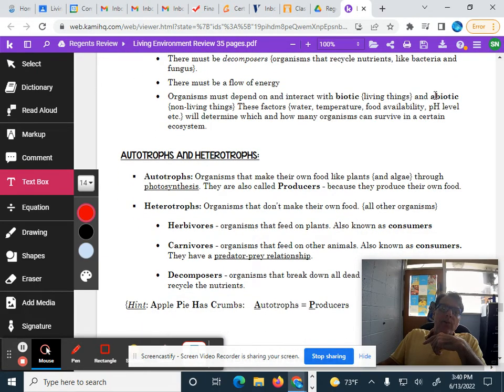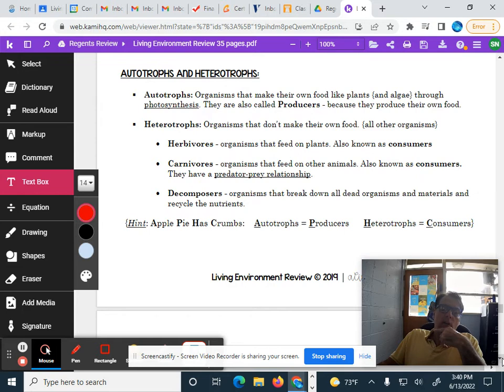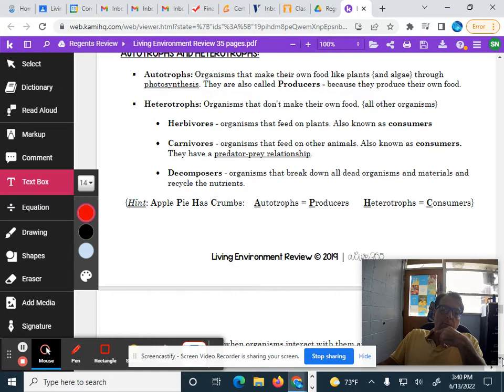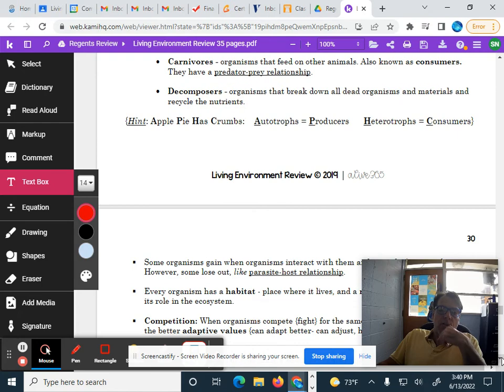Whenever you add an a to a term, it means non, so biotic is living, abiotic is non-living. Autotrophs make their own food, and are producers. Heterotrophs do not make their own food. That means they have to ingest or eat other things. They are consumers. Herbivores eat plants, carnivores eat meat, omnivores eat both. Carnivores have predator-prey relationships, like a hawk and a mouse. Decomposers break things down. Fungi and bacteria, they return nutrients to the soil.